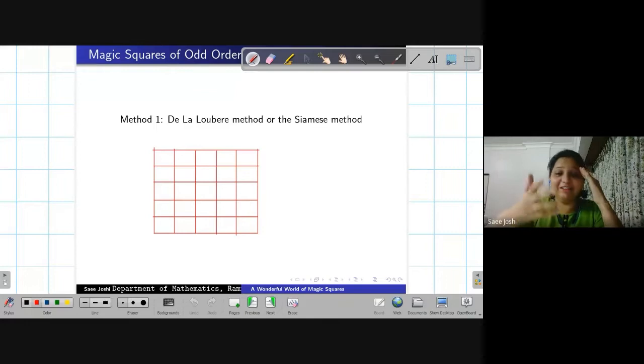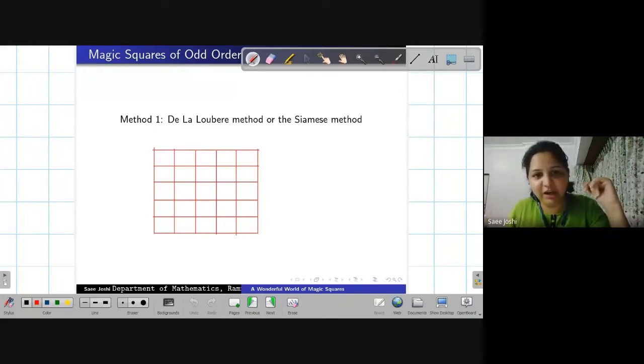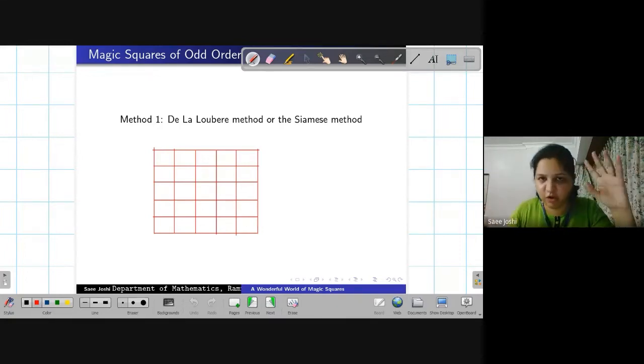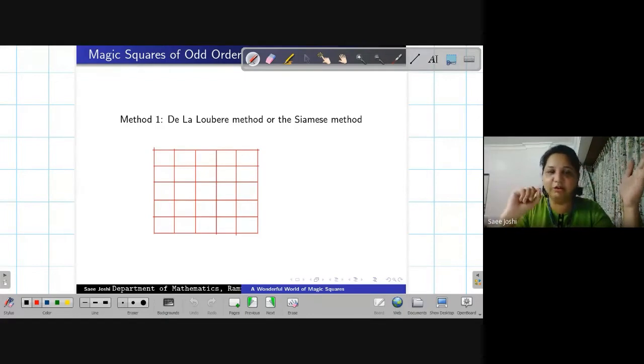You might be wondering why this big name, De la Loubère, or Siamese method. So there is an interesting story. De la Loubère was a French diplomat, and he was visiting the kingdom of Siam in about 1693. While returning from Siam, he had learned the concept of magic squares. There was a Siamese method for creating a magic square of odd order, but he was not able to quite get the hang of that particular method. Along with his envoy, he had a fellow Frenchman, a fellow traveler. He was a doctor, I think. I'm not sure what his name was.